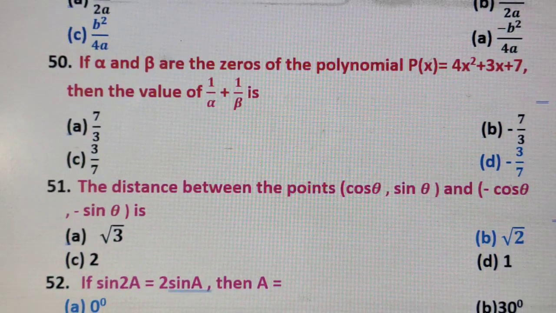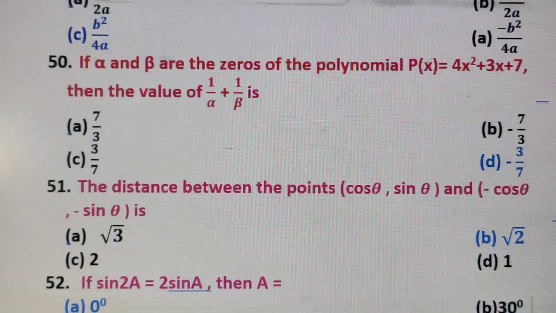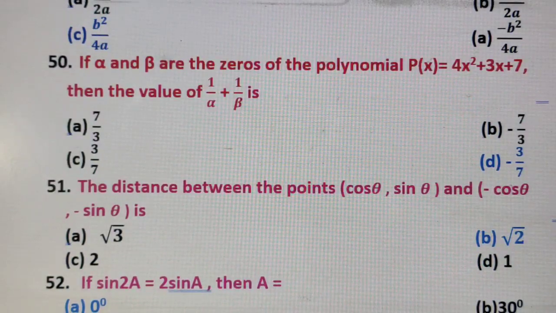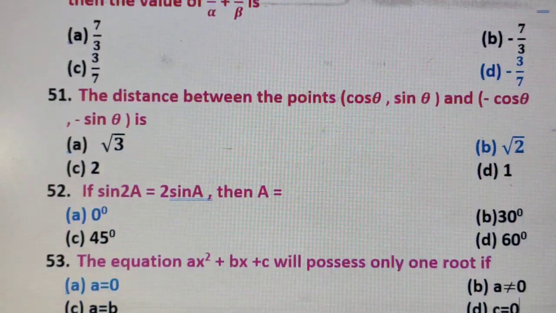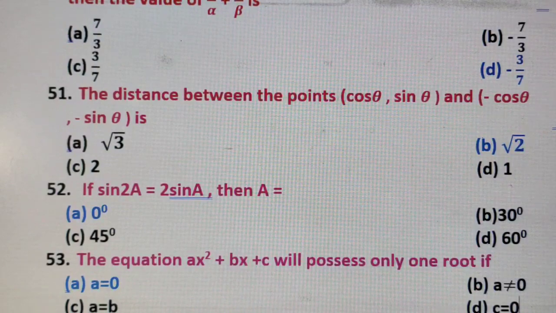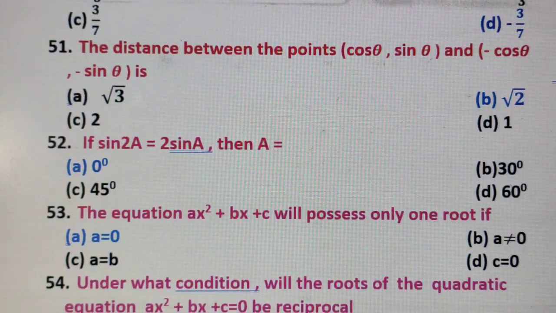The distance of the points (cos theta, sin theta) and (minus cos theta, sin theta) is equal to root 2. If sin twice A equal twice sin A, then A equal to 0 degree. The equation x square plus bx plus c will possess only one root if a equal 0, that will be a linear equation.